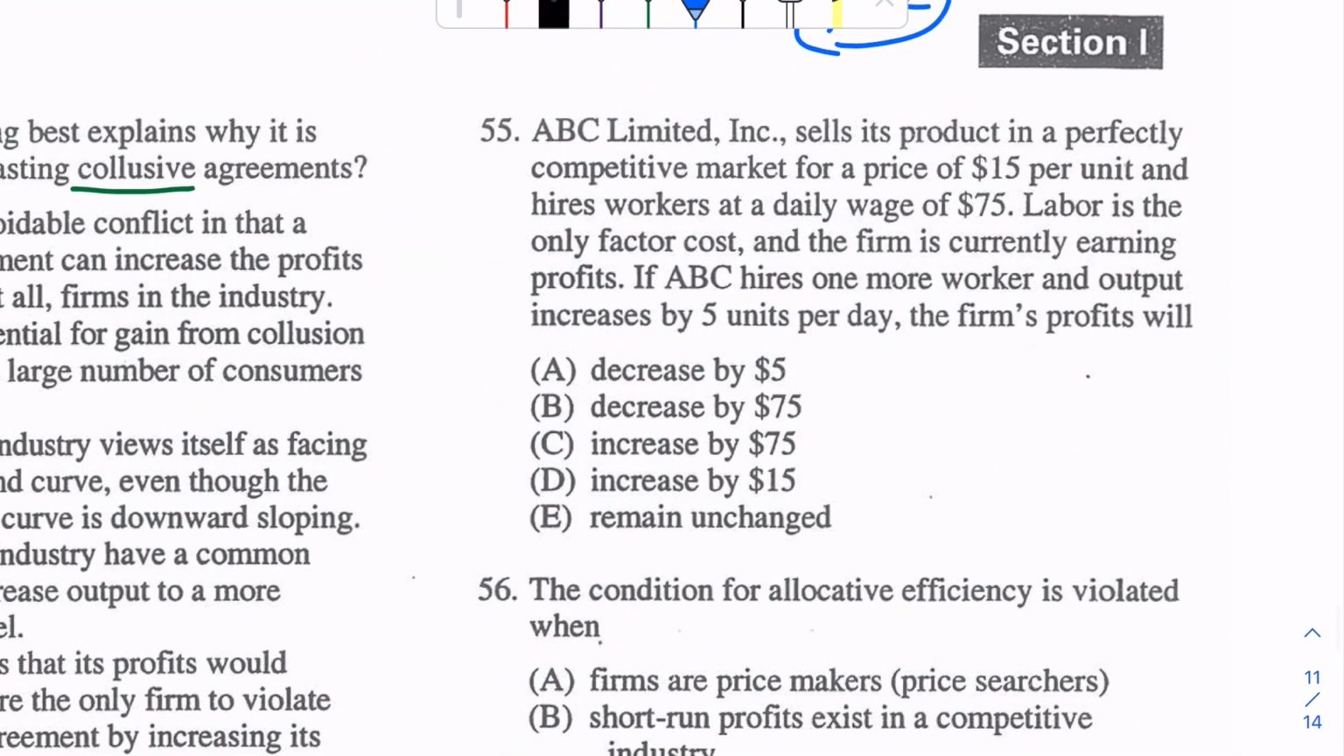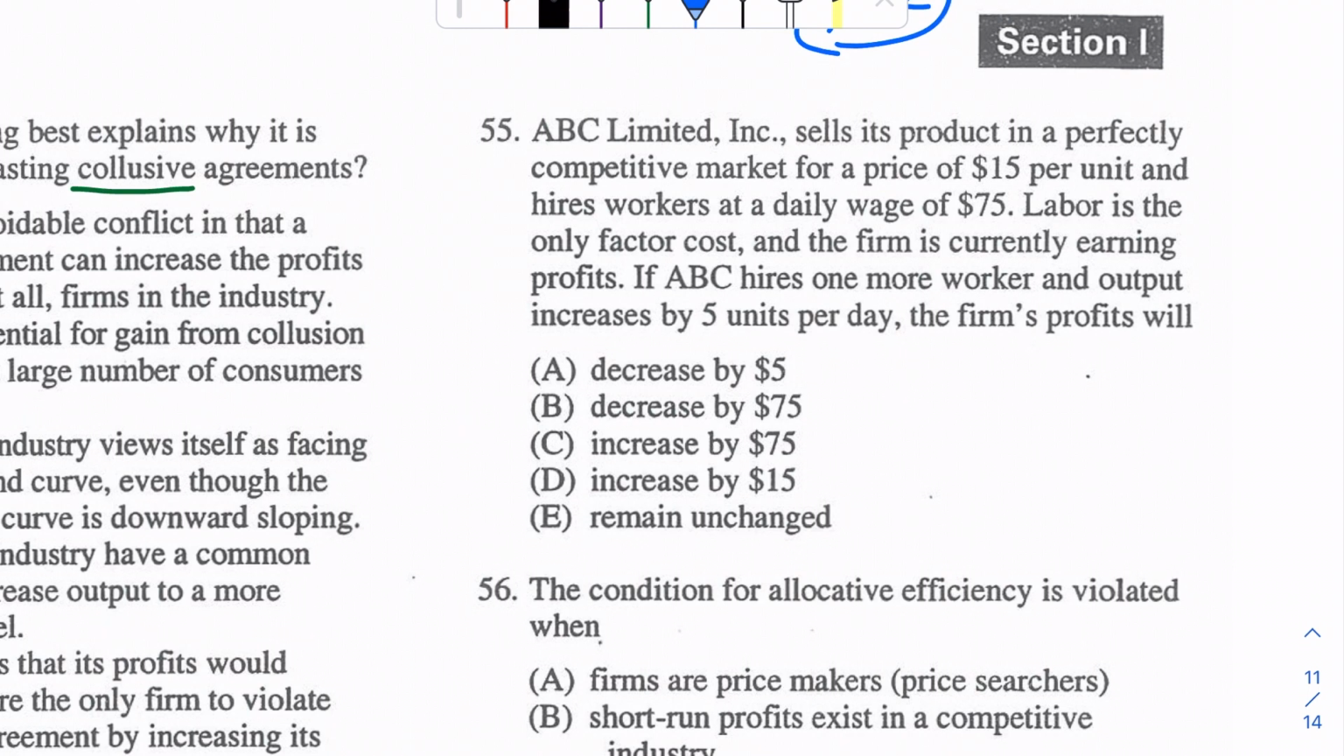55. ABC Limited Inc. sells its product in a perfectly competitive market for a price of $15 per unit, hires workers at a daily wage of 75. Labor is the only factor cost, and the firm is currently earning profits. If ABC hires one more worker and output increases by 5 units per day, the profits will blank.